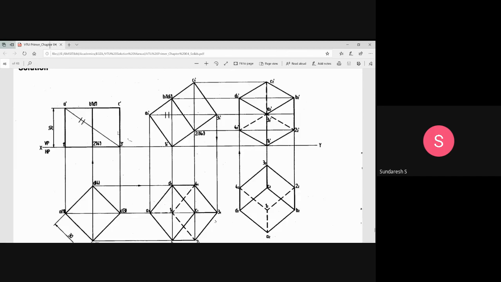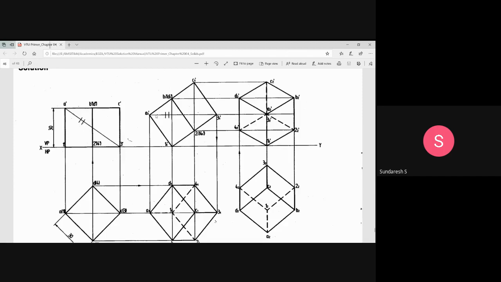So for that, what we have to do is take a convenient distance from the initial position front view, and mark the point 1 dash on the XY line. Okay. Now you have to draw a perpendicular from 1 dash to the solid diagonal. So you have to draw that line for that particular length, which should be 90 degrees. It should be a vertical line. Now mark that point.